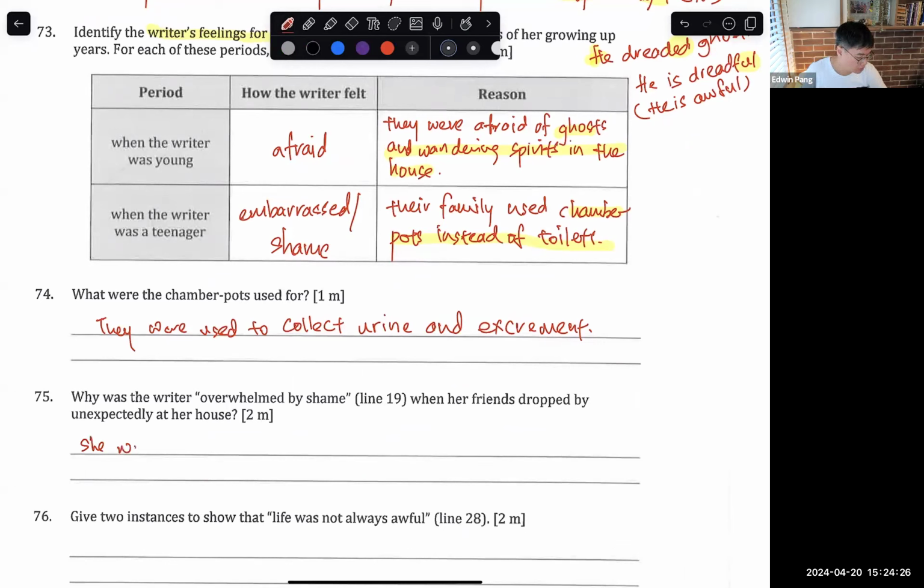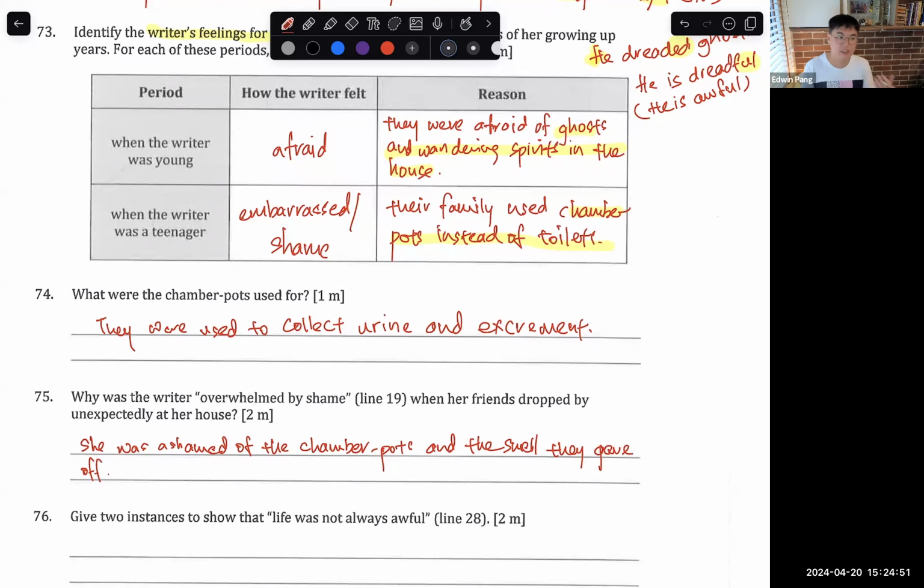She was ashamed of the chamber pot. So first of all, the chamber pot themselves cause her shame, and the smell they give off, or their smell. Anything to do with the smell is acceptable. Remember, this is a 2-mark question, okay.